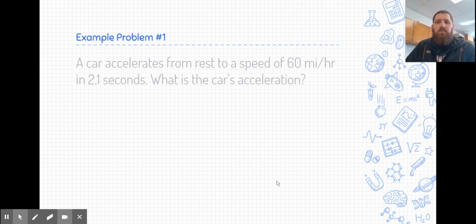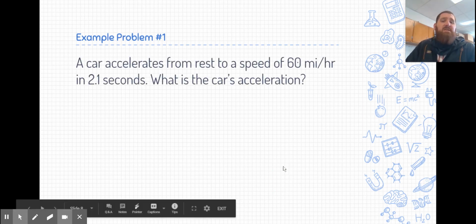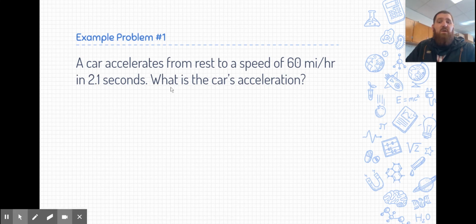The first example problem: a car accelerates from rest to a speed of 60 miles per hour in 2.1 seconds. What is the car's acceleration?